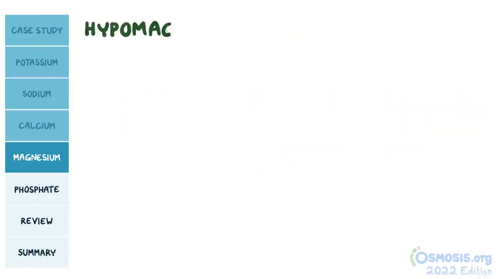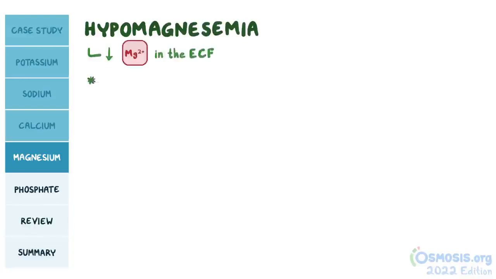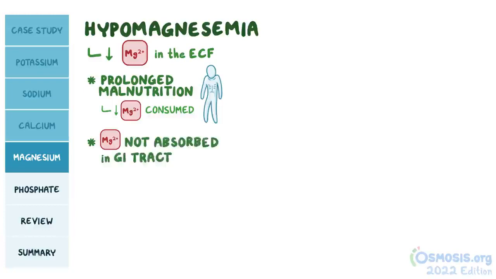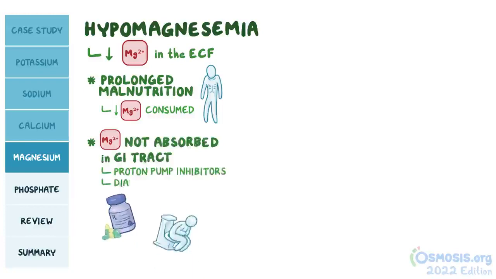Now, with hypomagnesemia, there's too little magnesium in the ECF. This can be due to prolonged malnutrition where not enough magnesium is consumed. Alternatively, enough magnesium might be consumed, but it might not be absorbed in the gastrointestinal tract. This could happen because of interference from medications like proton pump inhibitors or from a bout of diarrhea.